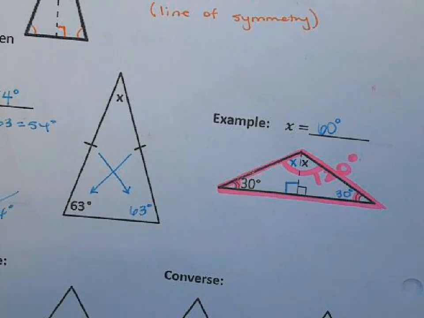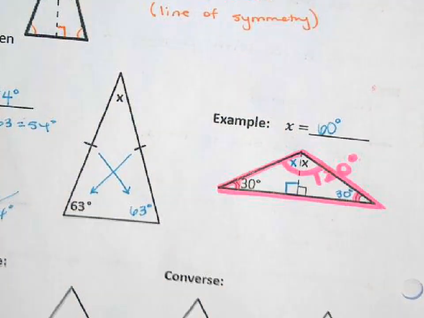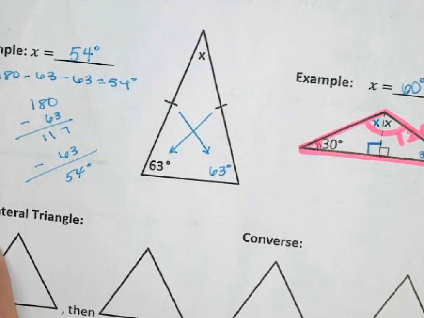All right, so let's talk about equilateral triangles now. Now, equal, we know what equal means, right? To be the same.